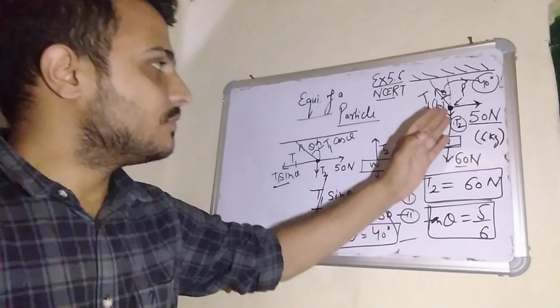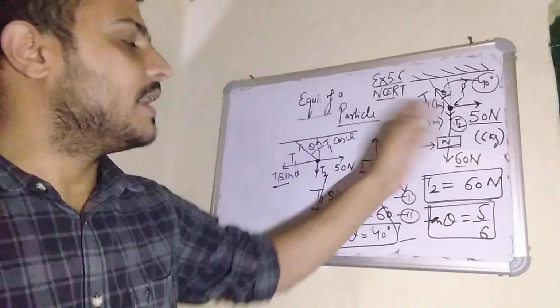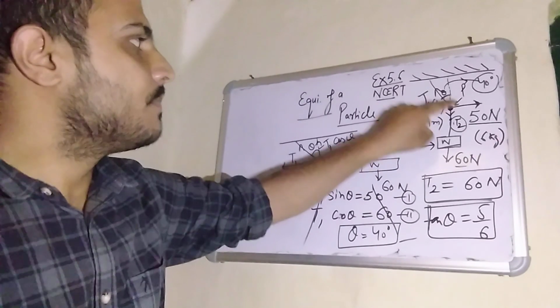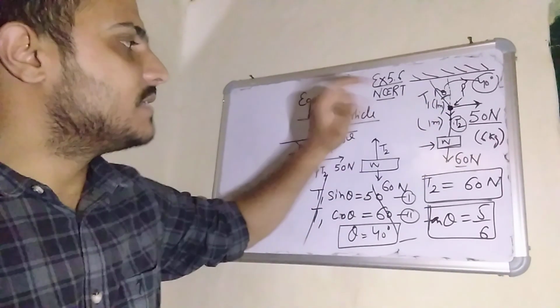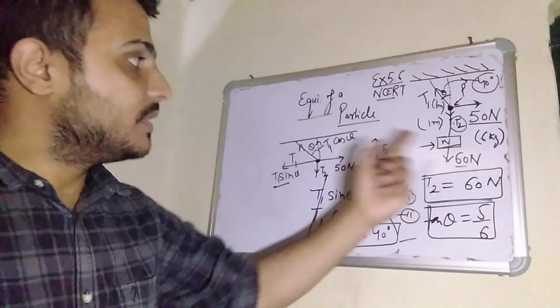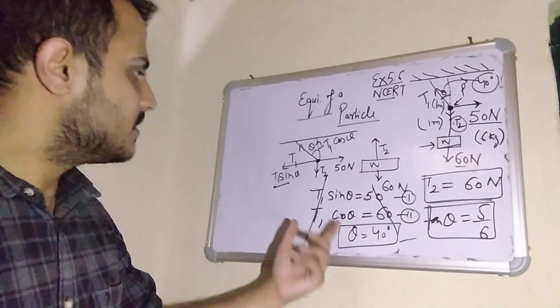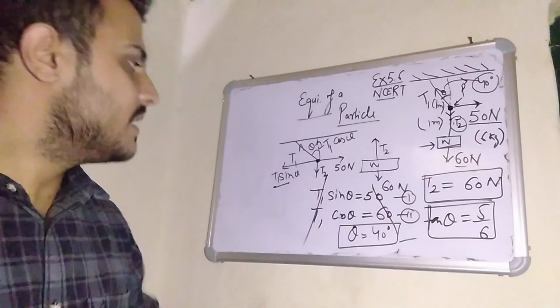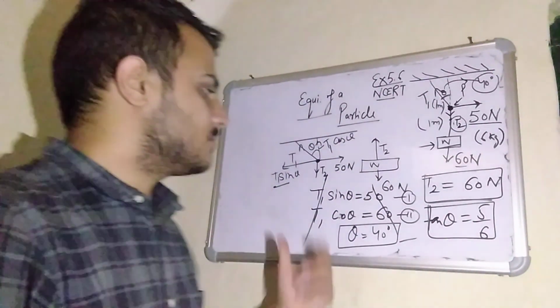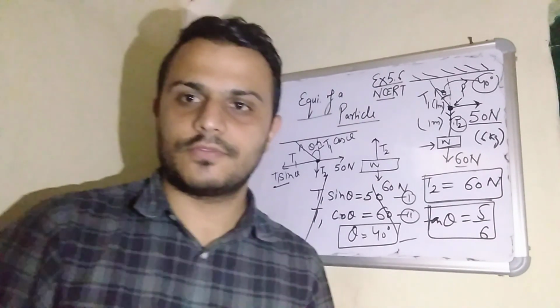So after resolving this, we have T1 sin theta exactly opposite to 50 Newton. We write the equation, and then our T1 cos theta is exactly opposite to the tension T2 that has been acting on the point P due to that weight. Okay, so this is T1 sin theta equals 50, T1 cos theta equals 60. We solve the equations, we get tan theta is equal to 5/6. So theta is 40 degrees. So this is the answer for this question.